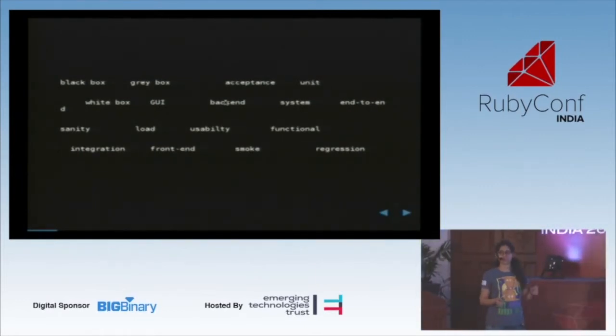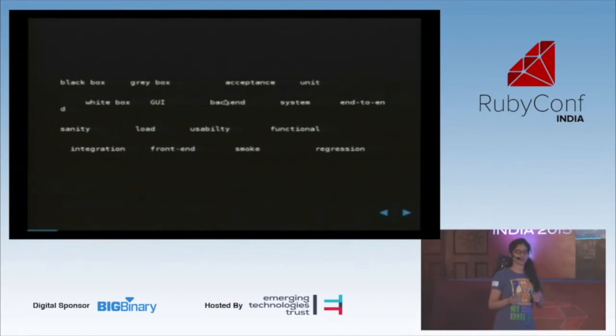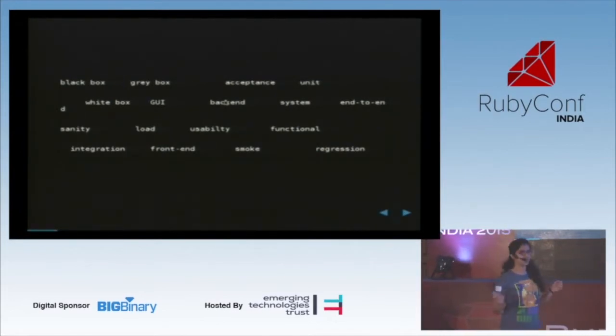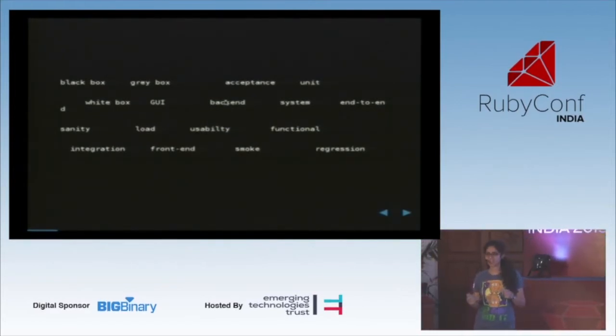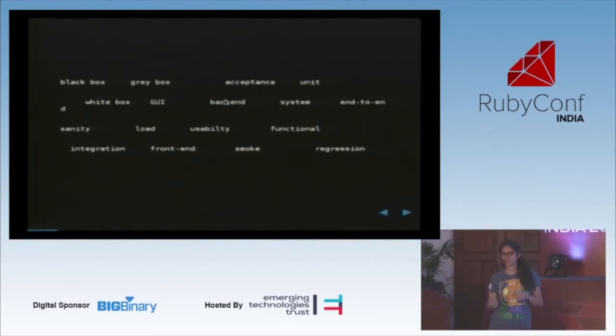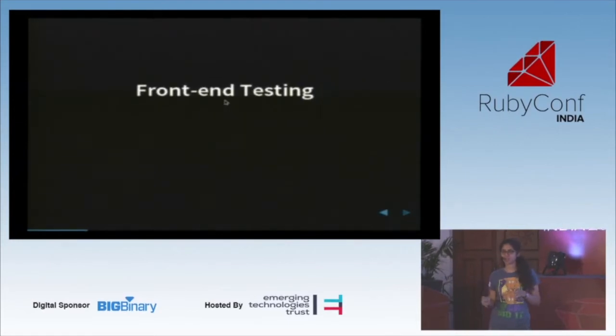You might have heard of these words from the world of testing: black box, gray box, GUI, backend, frontend, and just the list goes on. So all these kinds of testing can be summarized as verifying the expected outcome against the actual outcome, depending upon the application, its components, its scope, and its functionality.